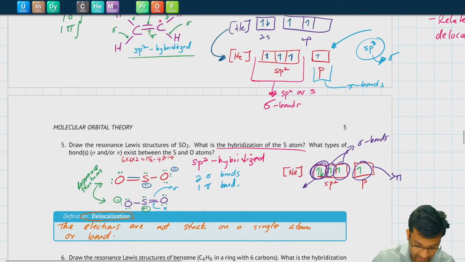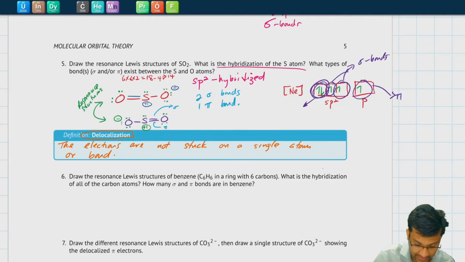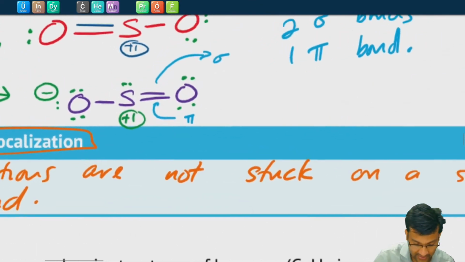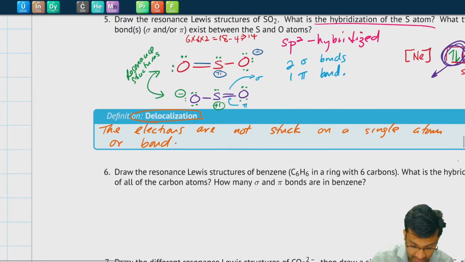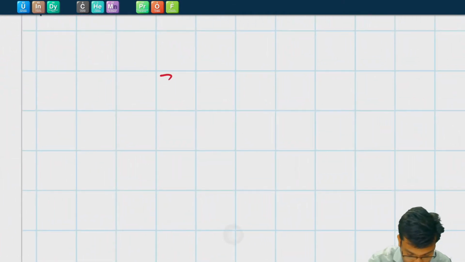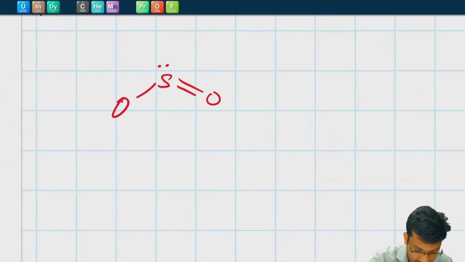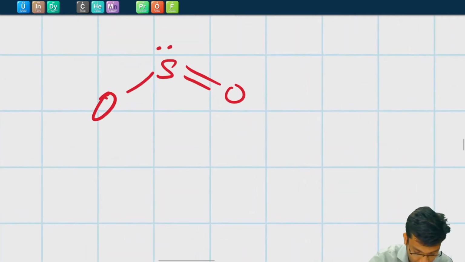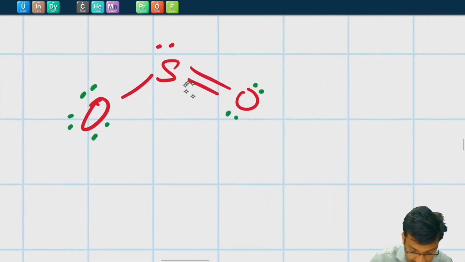So none of the examples that we've done so far shows that. Well, this one, SO2, kind of shows that. For example, let's look at SO2 in more detail. So we have SO2, we said looks like this, and I'm going to draw the electrons around it. But we said that instead of sharing 2 electrons on the right, it could have shared 2 electrons on the left.